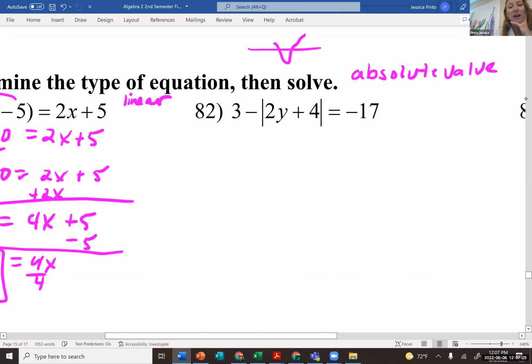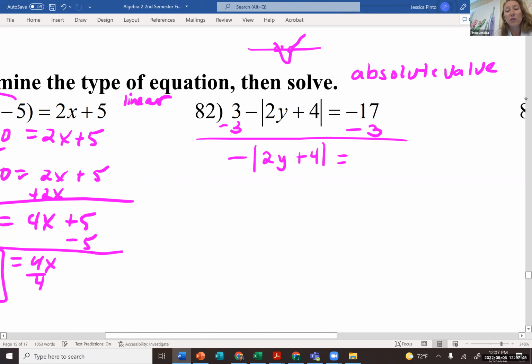Because remember, absolute value could have 2 possible places where it intersects with the x-axis. So I want to isolate the absolute value symbol first. And in order to do that, I'm going to subtract 3. And I have the negative absolute value of 2y plus 4 is equal to, well, these are both negative, so I add -20. Now we never distribute a negative into an absolute value. That's unheard of. We divide both sides by -1.